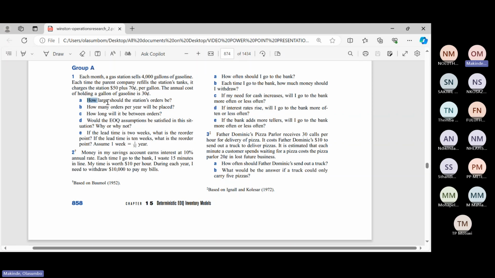Look at the first question. How large should the station's order be? What are they asking there? Please talk, don't keep quiet. I want us to do it together. Let's make mistakes now, and not make mistakes in the test. How large should the station order be? What are they asking you to calculate?